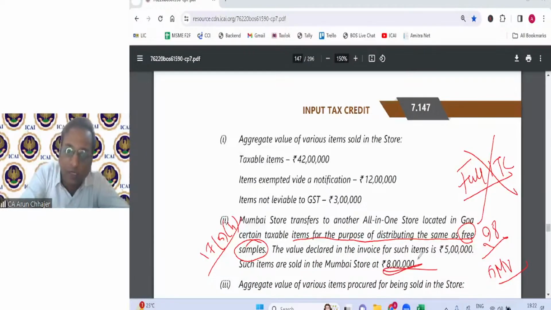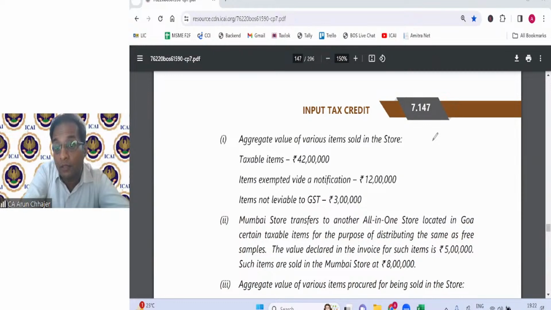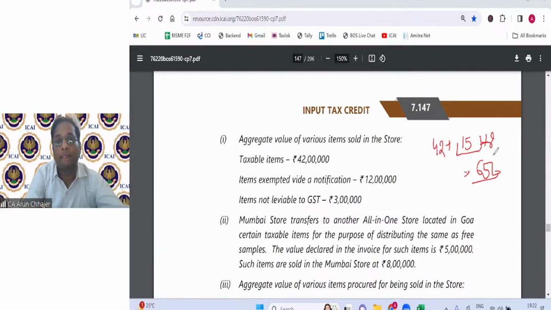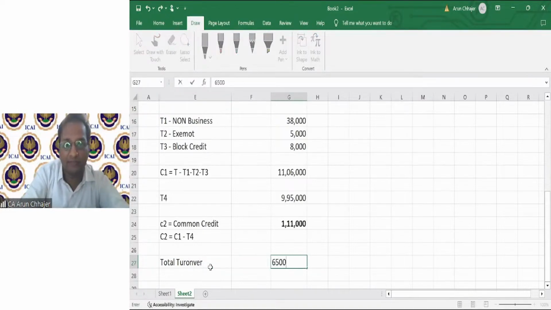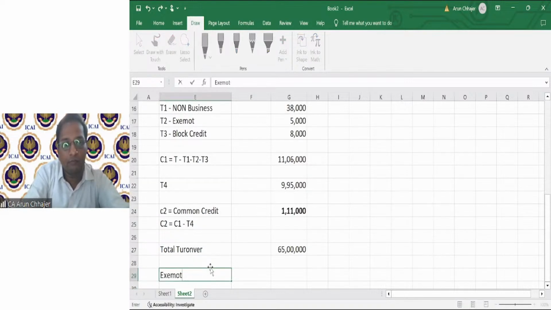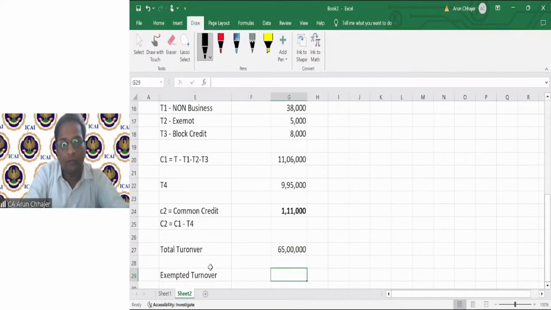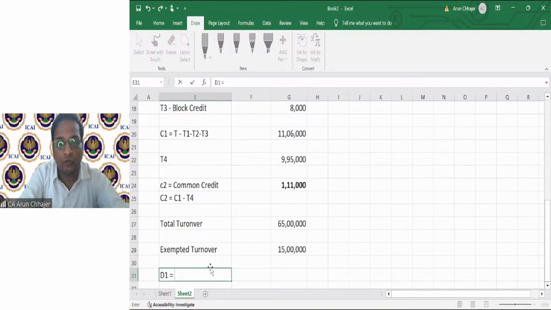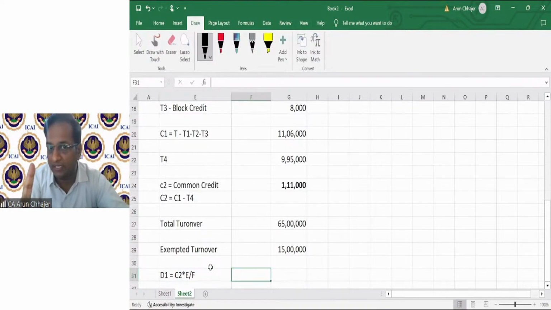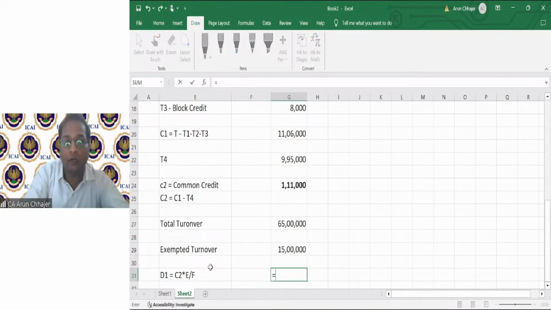So 8 lakh is the open market value. What is the total sale? 42 plus 12 plus 3, 15, which is exempt supply, plus 8. I can say total turnover is 65 lakh. What is the exempted turnover? 12 plus 3, 15 lakh. Correct. So D1 is equal to C2 multiplied by E divided by F. What is E? Exempted turnover. What is F? Total turnover.